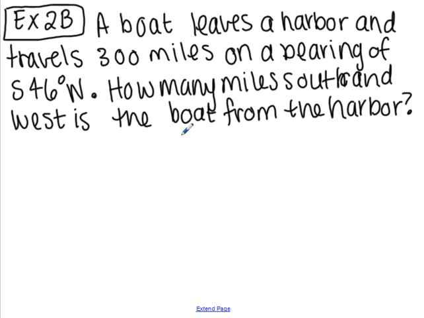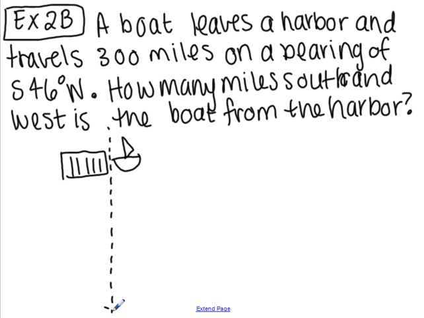So we have to draw ourselves a picture. I'm going to draw a little harbor right here. Pretend this is the harbor. Then I have a boat. I'm going to draw my north-south line. This is north. This is south. And I'm also going to draw my east and west line. Its starting position is where the origin is.